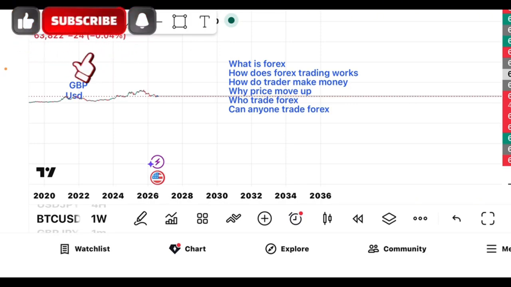So for this lesson, in order not to waste much time, I'm going to start with how forex trading works. Like you all have known the definition of forex trading as the exchange of currency. How does forex trading work exactly? Forex trading is the combination of two pairs. It is the battle between two currencies, two pairs.